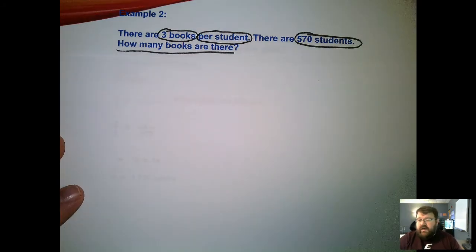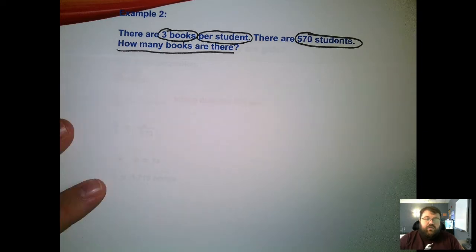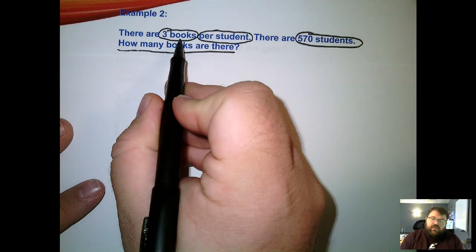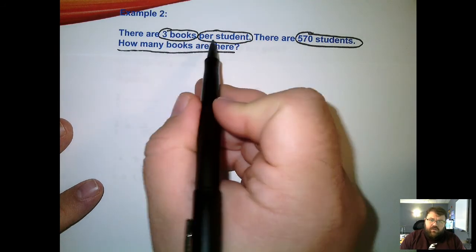Now we need to start asking ourselves, what is it that we are comparing? In our question, there are 2 things. We're talking about books and students.